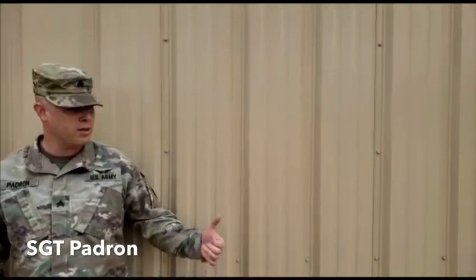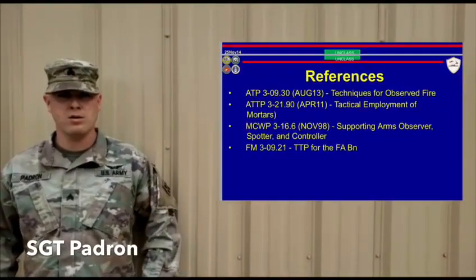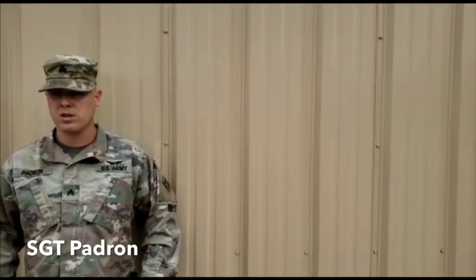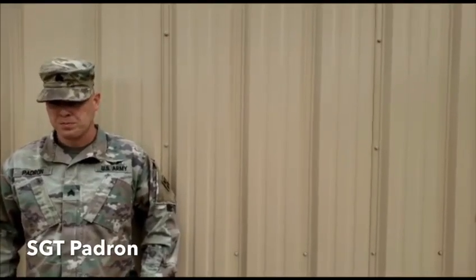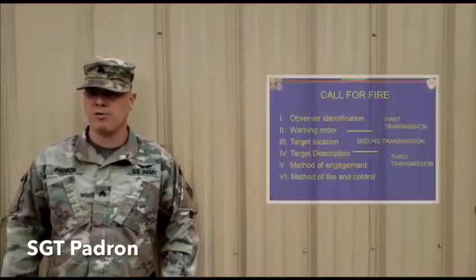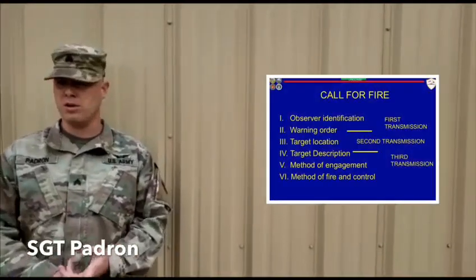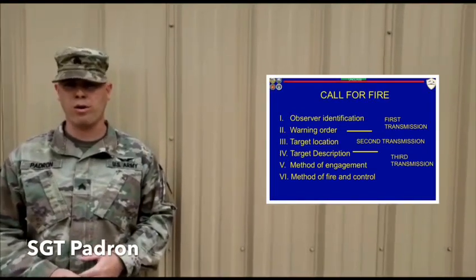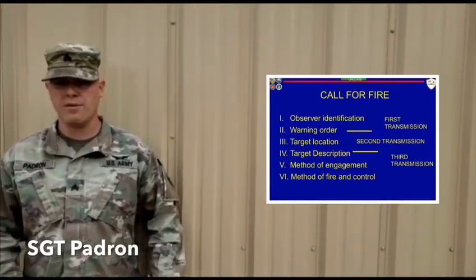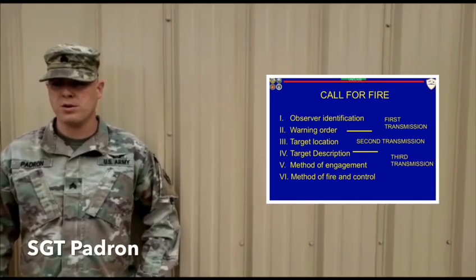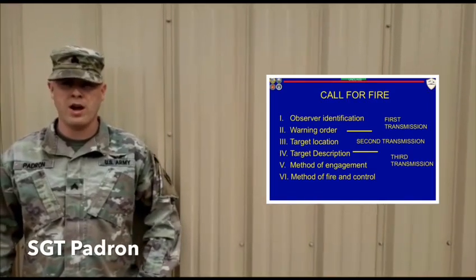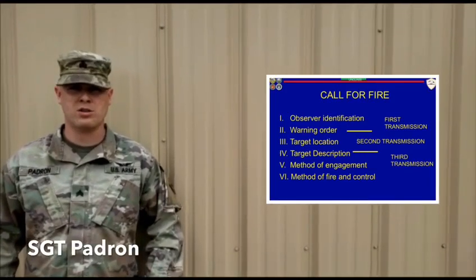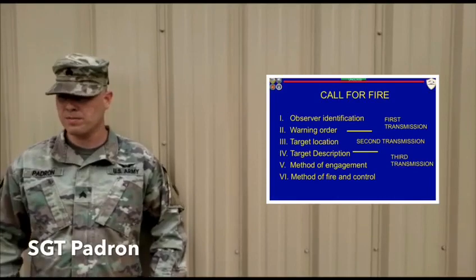If you take a look at the slide to my left, you'll see references that you can easily access online for the 6 elements of call for fire. Going into the 6 elements, in your first transmission, you're going to have observer identification and your warning order. Your second transmission, you're going to have your target location. Your third transmission, you're going to have target description, method of engagement, and method of fire and control. And we're going to break down each of these sections in this video.